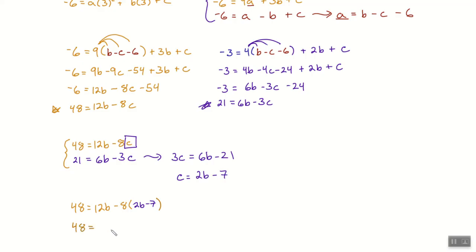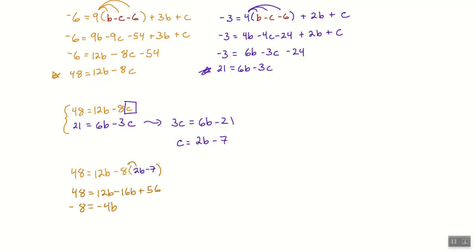We get 48 equals 12b minus what? 16b, negative 16b, plus 56. I'm going to subtract 56 from both sides, and I get negative 8 equals negative 4b. Did I make a mistake? What do we get for b? 2. I think that b is 2.